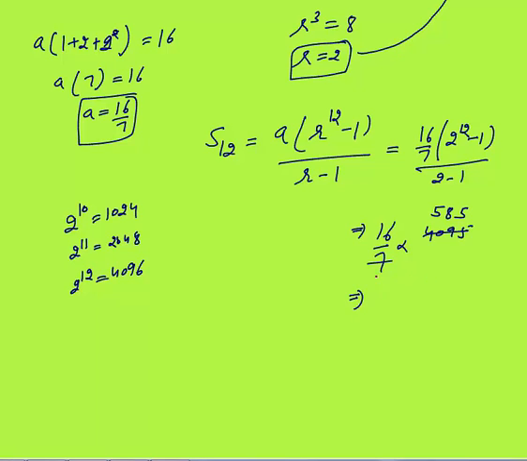16 into 585. How to multiply in a faster manner? 16 into 600 minus 15. This is 9600 minus 16 into 15. 16 into 10 is 160 plus 80, this is 240. Subtract this, you will get 9600 minus 240, which is 9360. That will be your final value, and that will be the sum of the first 12 terms of this GP.